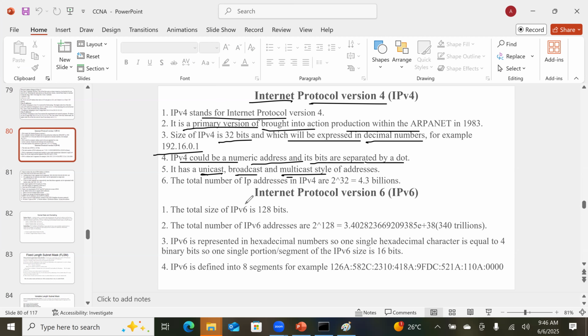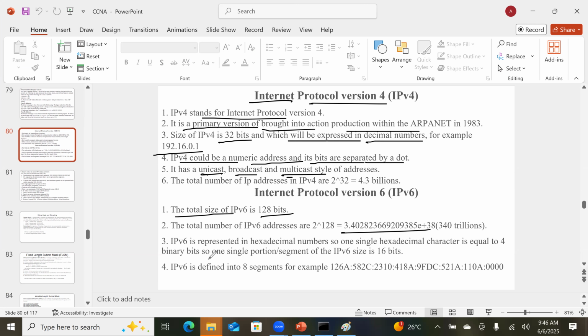Next comes IP version 6. The total size of IP version 6 is what? 128 bits. According to that, the total number we'll get is 340 undecillion.